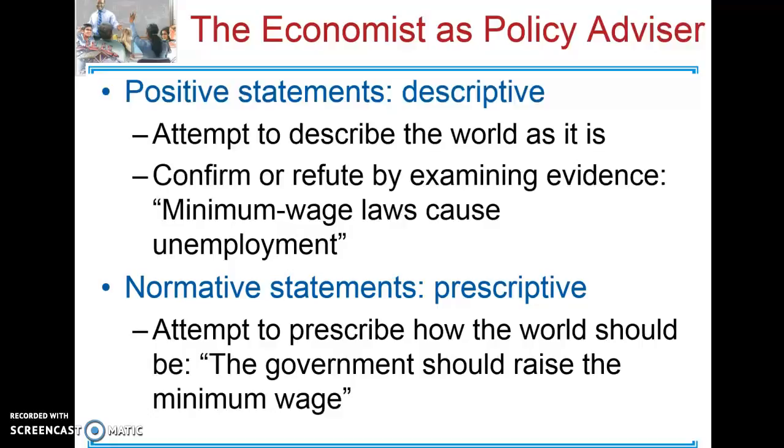A positive statement is descriptive. It attempts to describe the world as it is. Confirm or refute by looking at evidence. So, minimum wage laws cause unemployment. A normative statement is prescriptive. Attempt to prescribe how the world should be. The government should, in fact, raise the minimum wage. That would be an example of a normative statement.